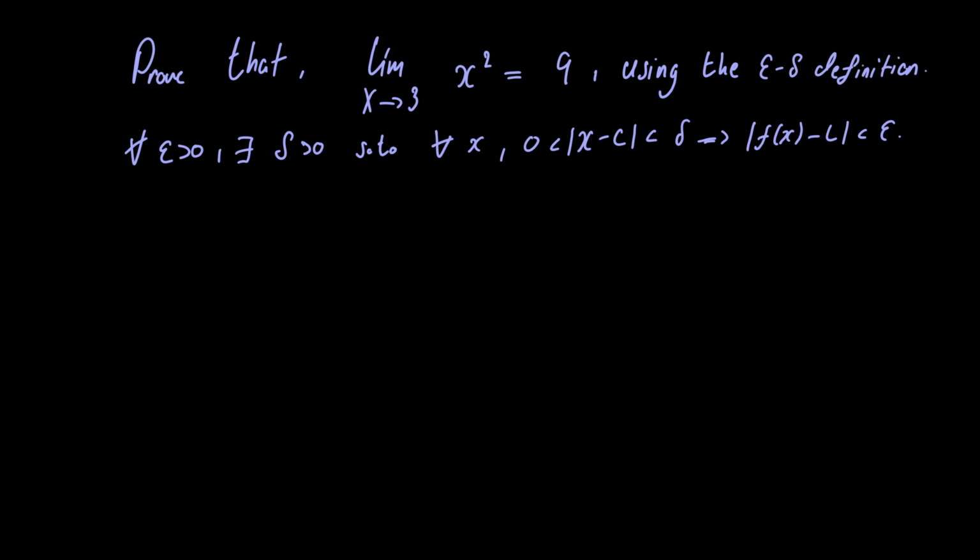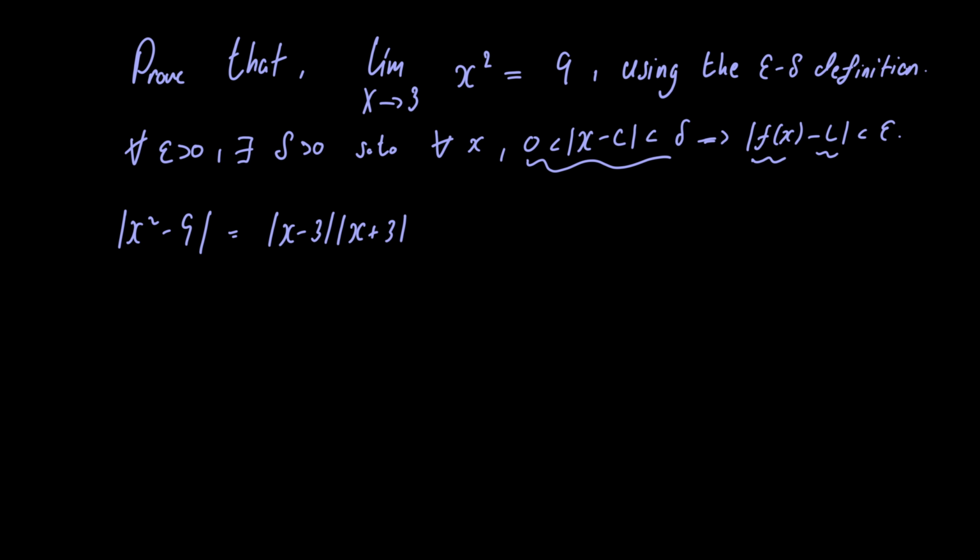Now let's figure out our value for delta. This is usually called the scratch work and it is not part of the formal proof. We have x squared minus 9, so x squared is our f of x and 9 is our L. Now we can factor this expression as follows. We have the absolute value of x minus 3 multiplied by the absolute value of x plus 3.